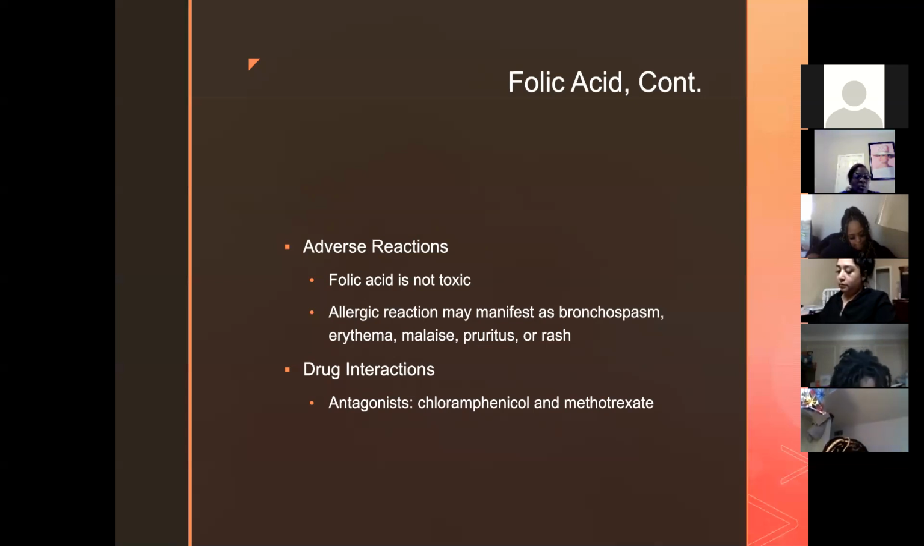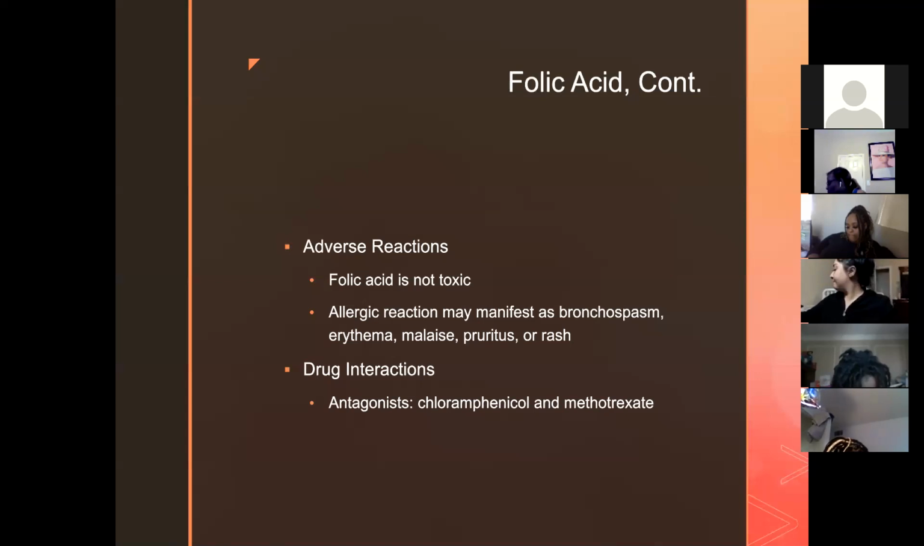All right. Okay, I have a question. Is folate and folic acid the same thing? Yes. Okay. I heard you saying folate, but I've always wondered that. Okay, thank you. Folate, folic acid, vitamin B9, it's all the same.